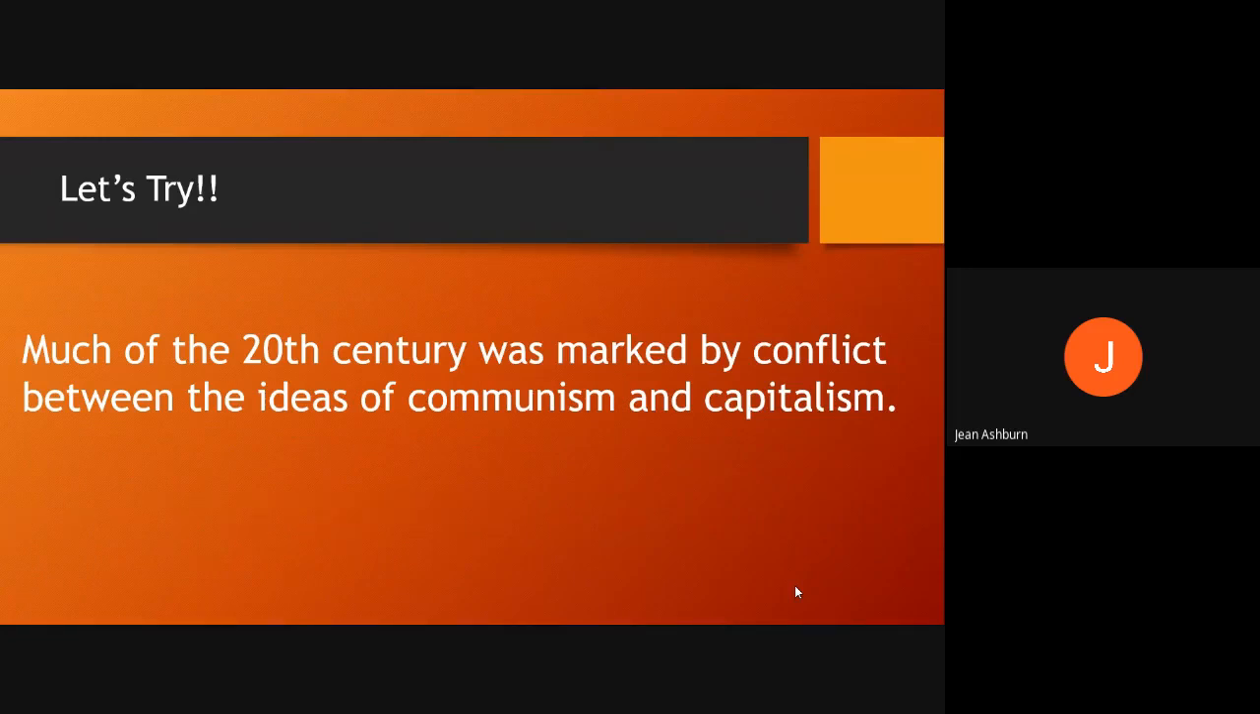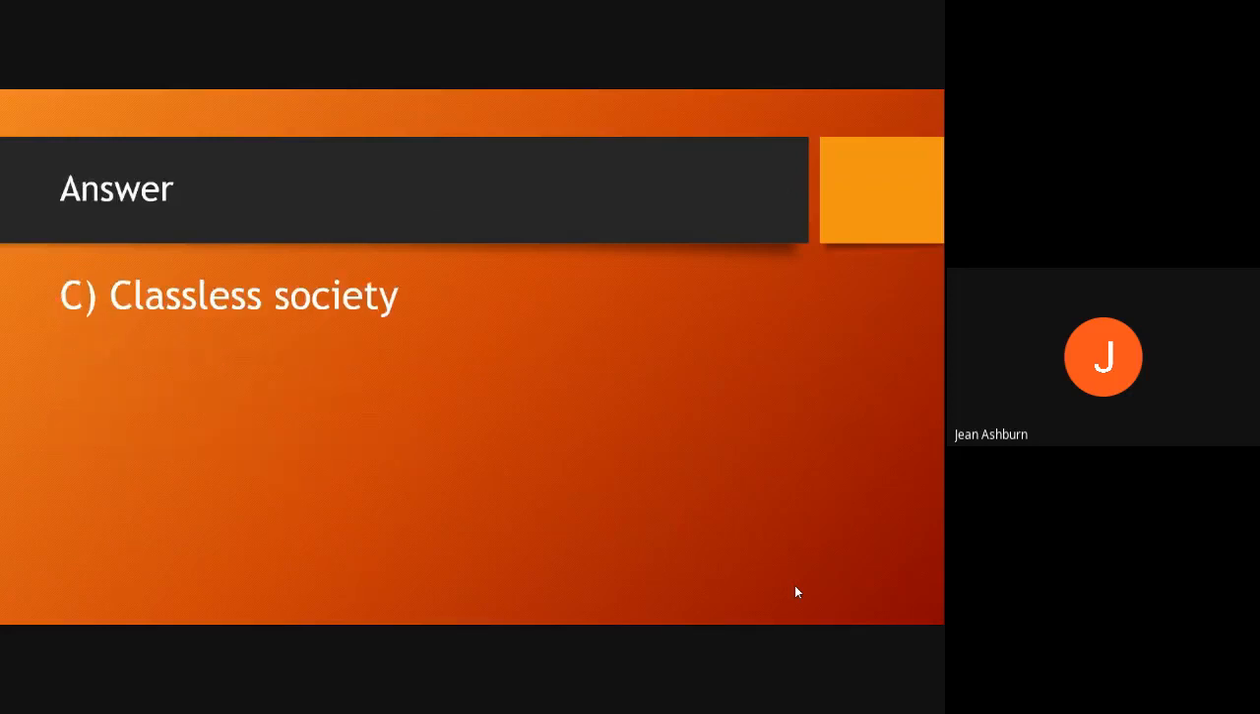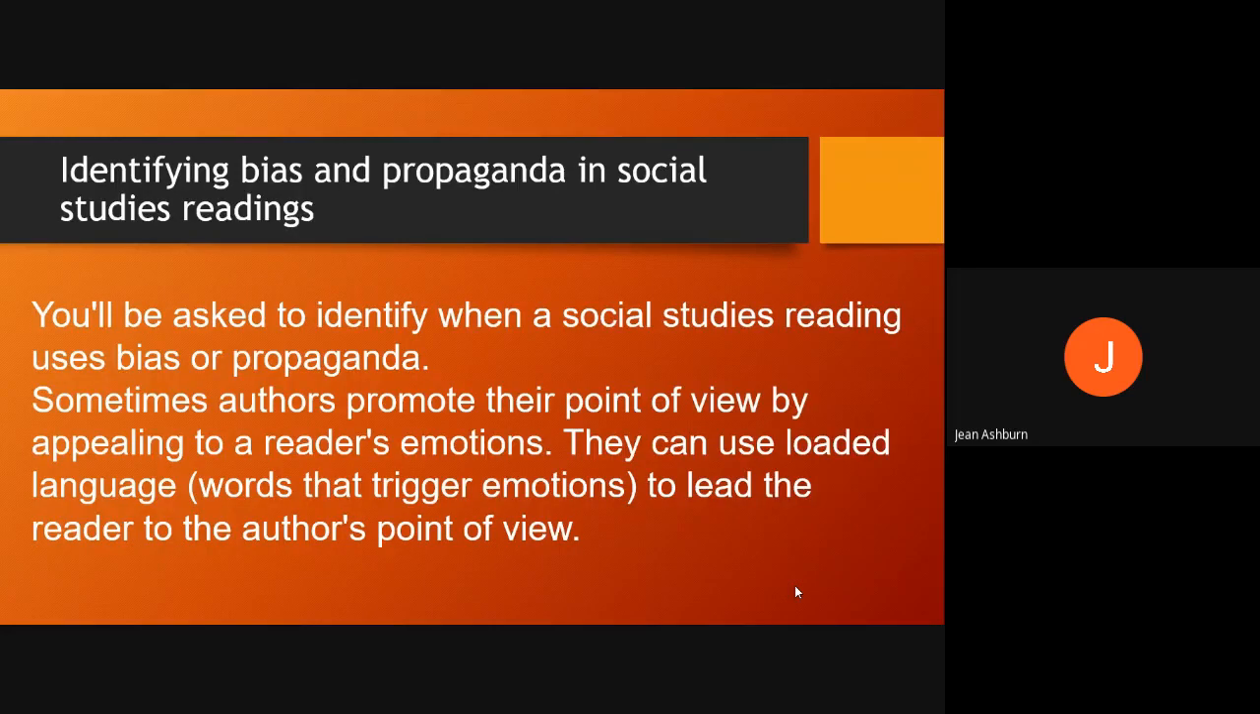Much of the 20th century was marked by conflict between the ideas of communism and capitalism. Which term is associated with the idea of communism? A. Profit motive. B. Private property. C. Classless society. Or D. Competitive market. The correct answer is C. Classless society.